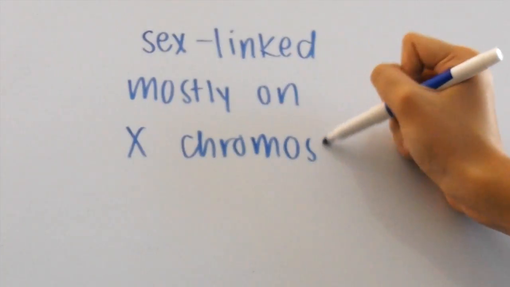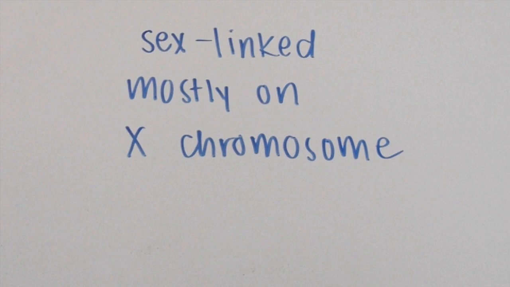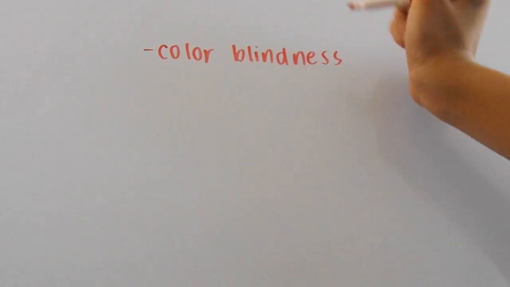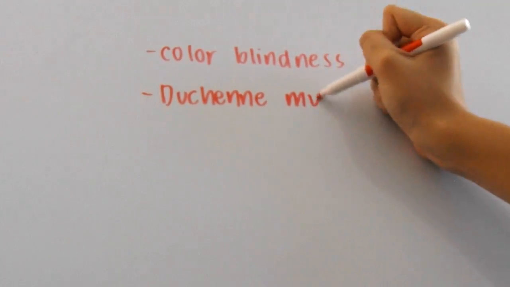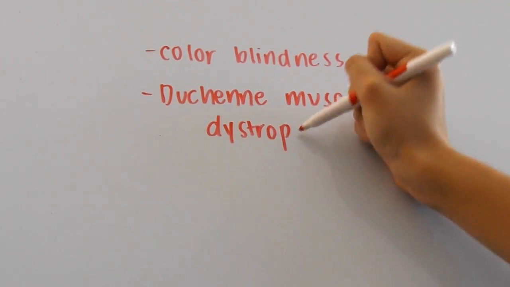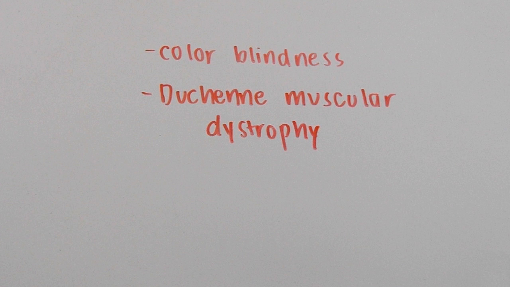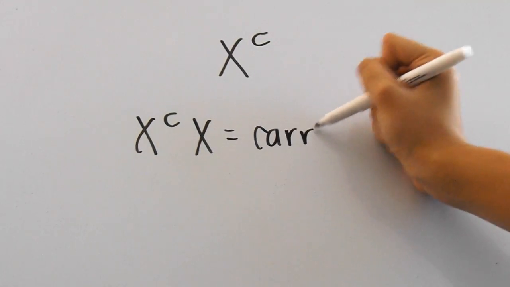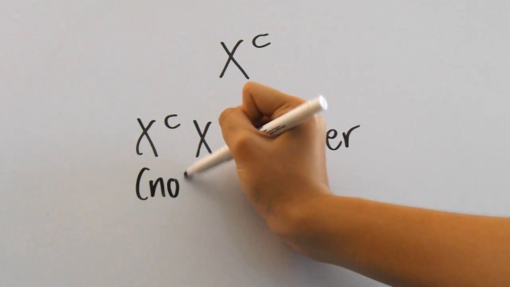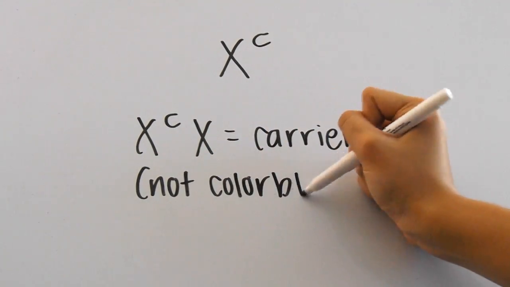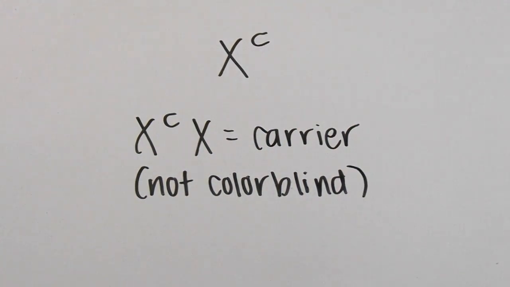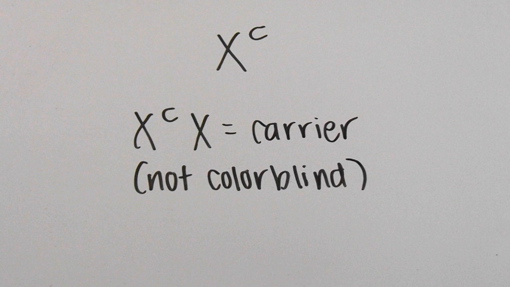Traits that are sex-linked are located on the X chromosome, rarely on the Y chromosome. Some traits that are sex-linked include colorblindness and Duchenne muscular dystrophy, and it's actually harder for a female to have these conditions than a male. Here's why. Let's say that we have an affected X chromosome for colorblindness. This woman is a carrier since only one of her chromosomes is affected and the other isn't. That means she isn't colorblind because it's a recessive trait and she would need both X chromosomes to be affected in order to be colorblind.